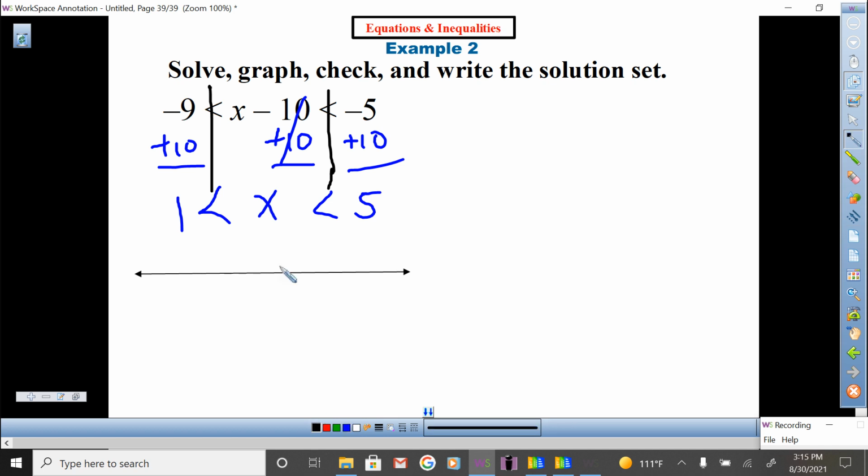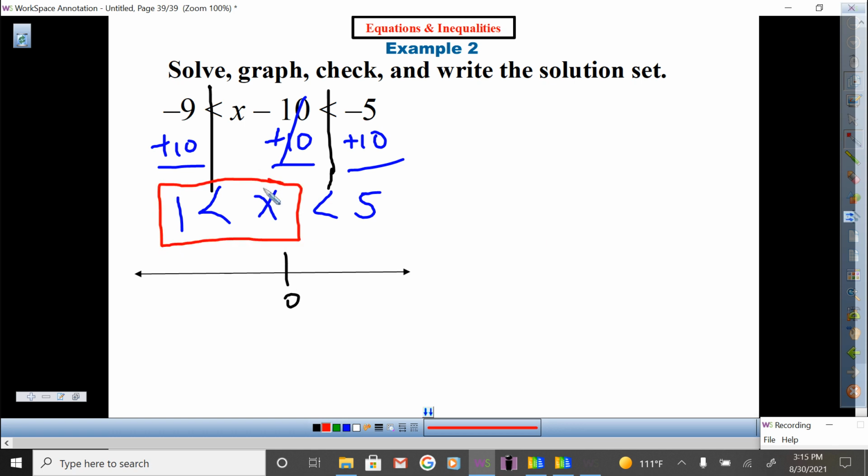Here we go. 0. All right, I'm going to do the first part in red. Here we go. This part. That's 1. Open or closed point? Open. I'm going to test 0. Substitute it in here. Is 1 less than 0? Nope. 1 is not less than 0, so instead of shading towards 0, I'm going to shade in the opposite direction.